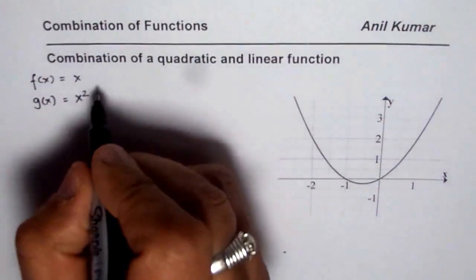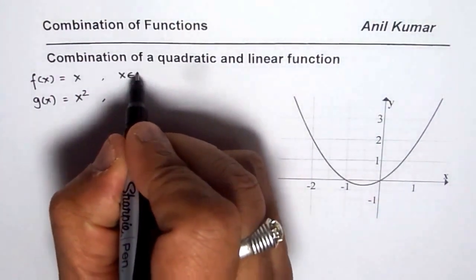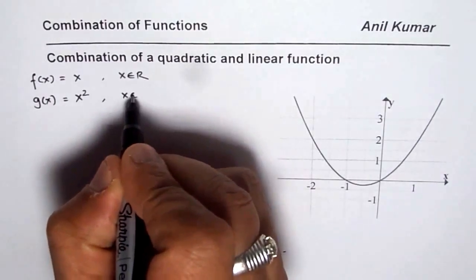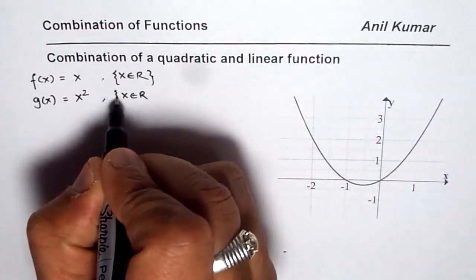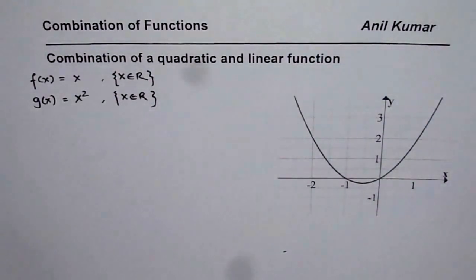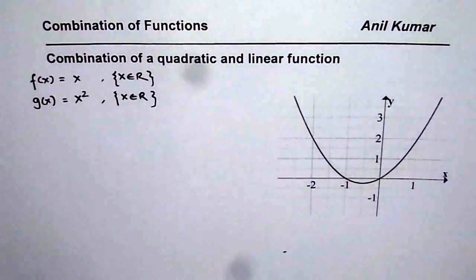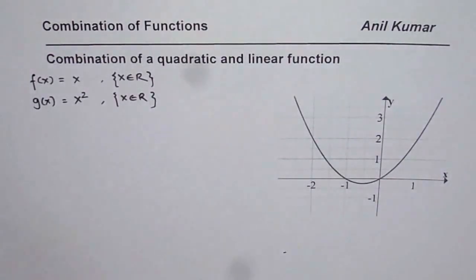Now as we know, there are no restrictions in the domain of these functions, so x belongs to real numbers for both these functions, right? So their domain has no restriction. Since their domain has no restriction, they can be combined without any restriction, right? So in the domain of real numbers.